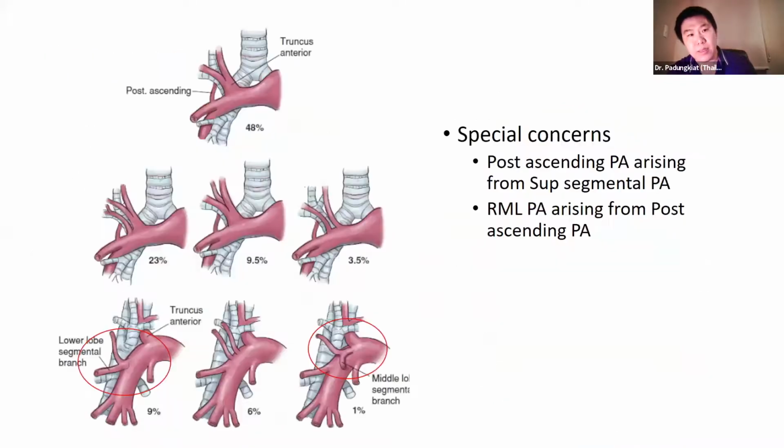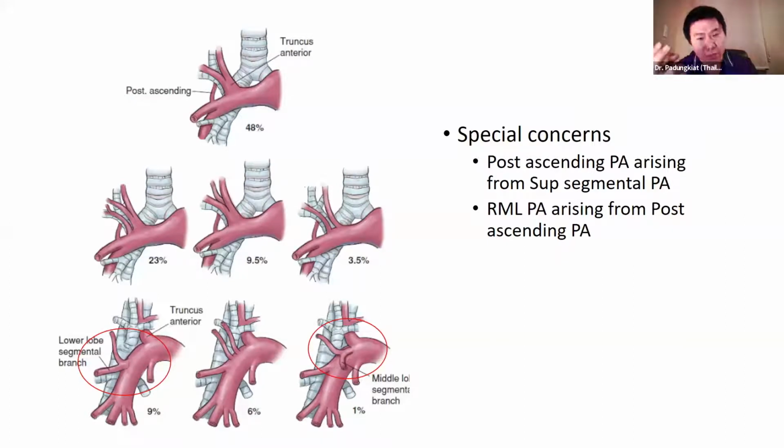Okay, but this anatomical variation can be almost 50%. You have one truncus arteria, one posterior ascending artery, and in one fourth you have two posterior ascending arteries.